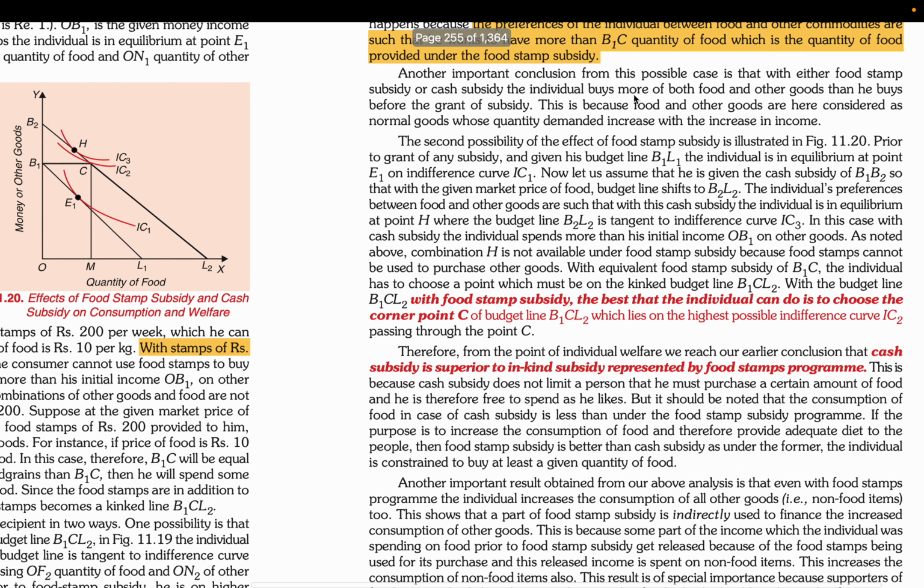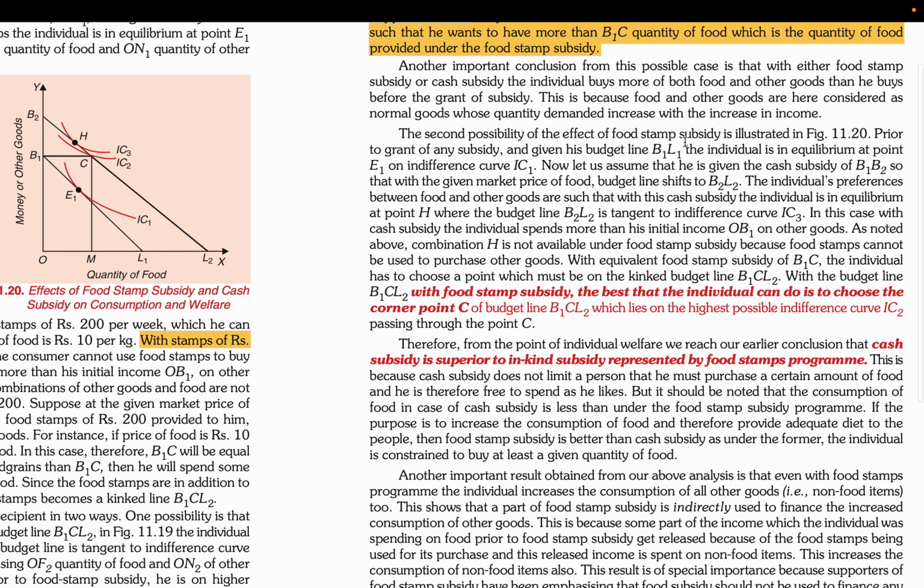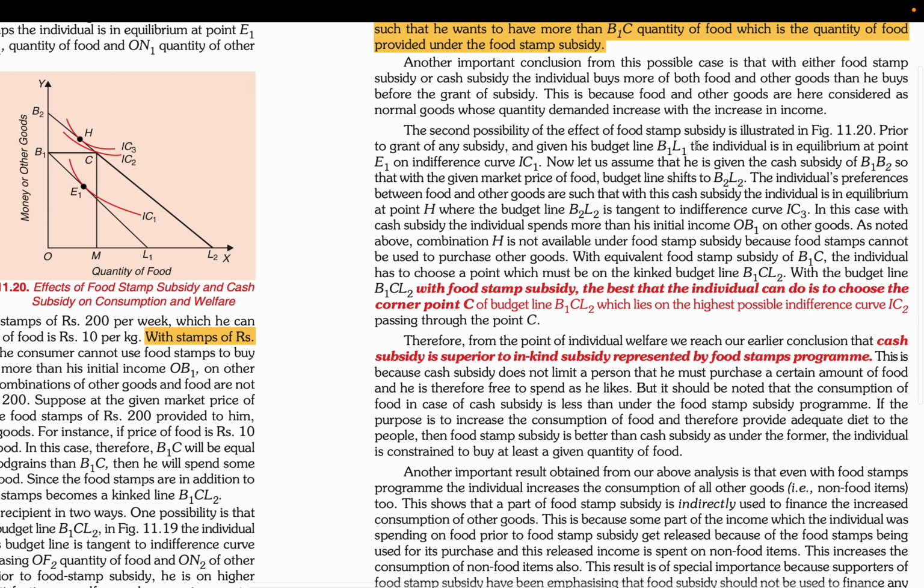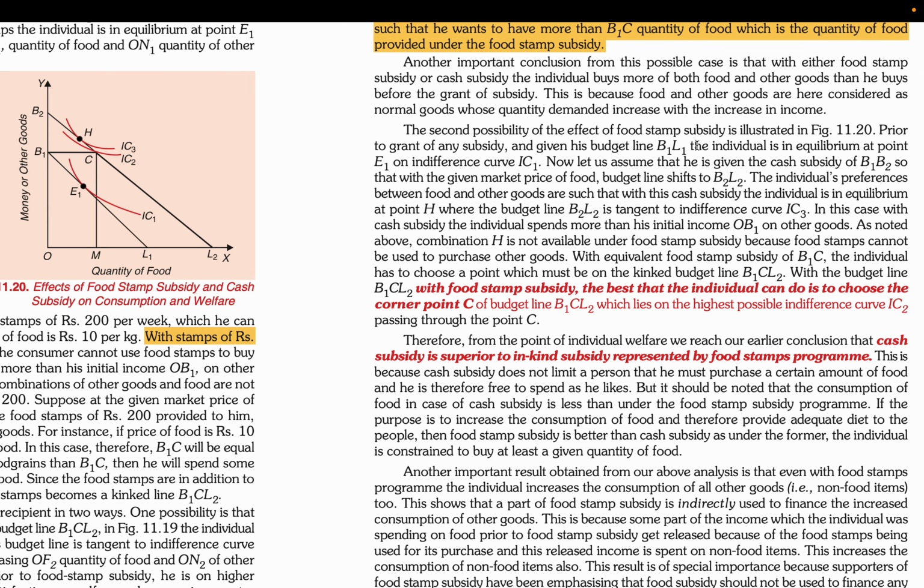Another important conclusion in these possible cases is that with either food stamp subsidy or cash subsidy, the individual buys more of both food and other goods than he would buy otherwise. This is because food and other goods are here considered as normal goods whose quantity demanded increases with the increase in income. The second possibility of the effect of food stamp subsidy is given in this case 11.20.